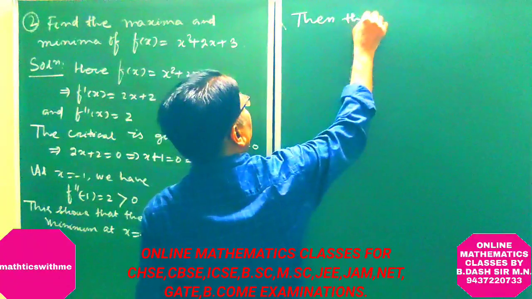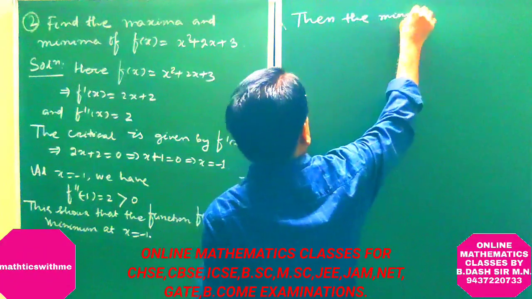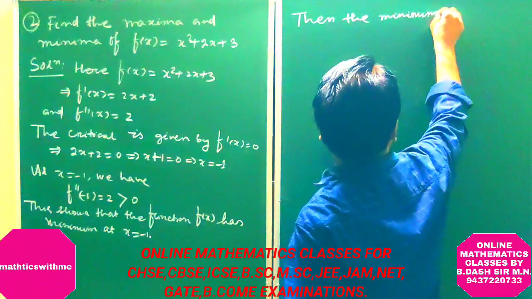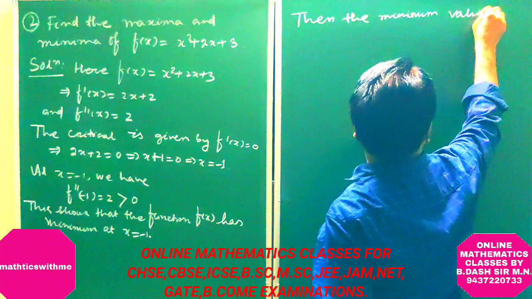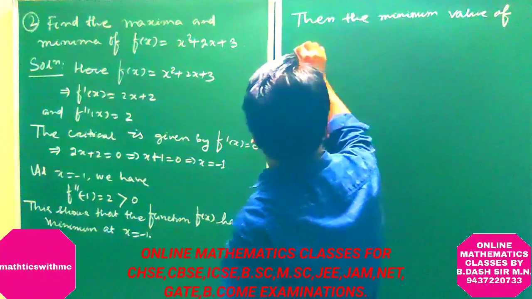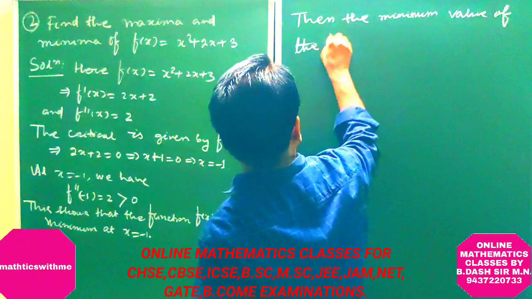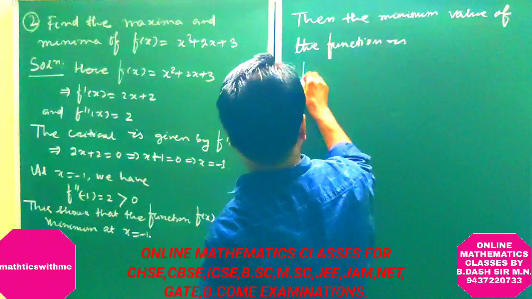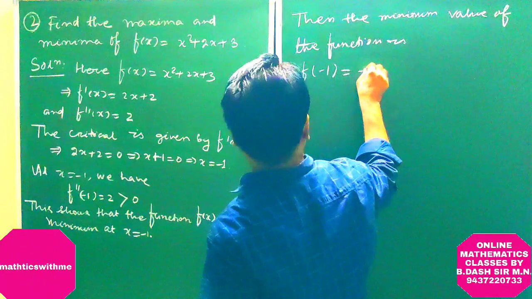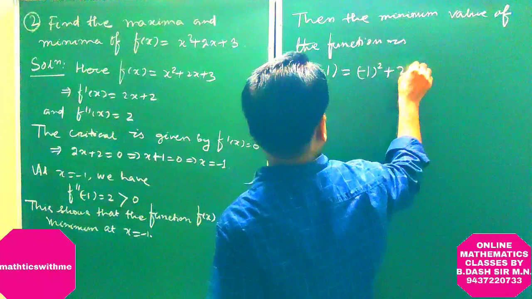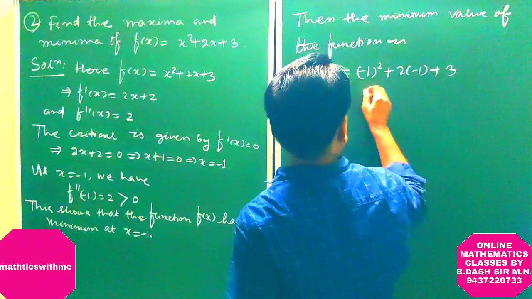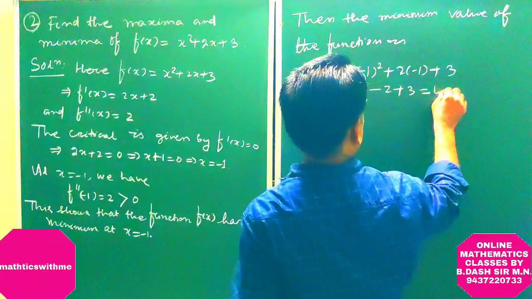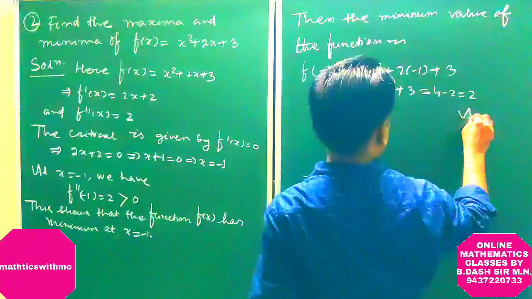Then the minimum value of the function is f of minus 1, which is minus 1 squared, 2 into minus 1, plus 3. This is 1 minus 2 plus 3. 4 minus 2 is equal to 2. Answer.